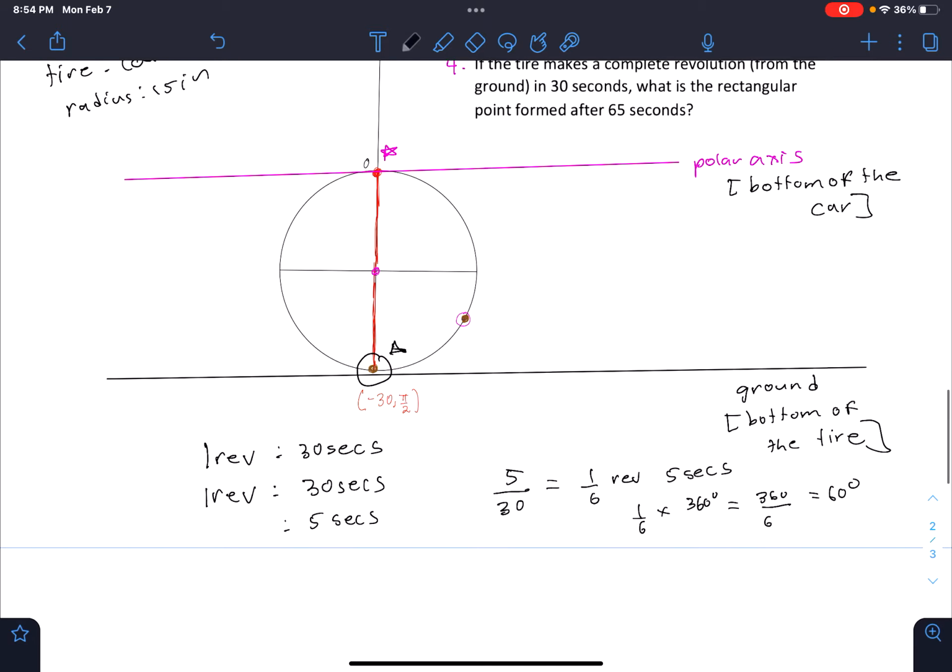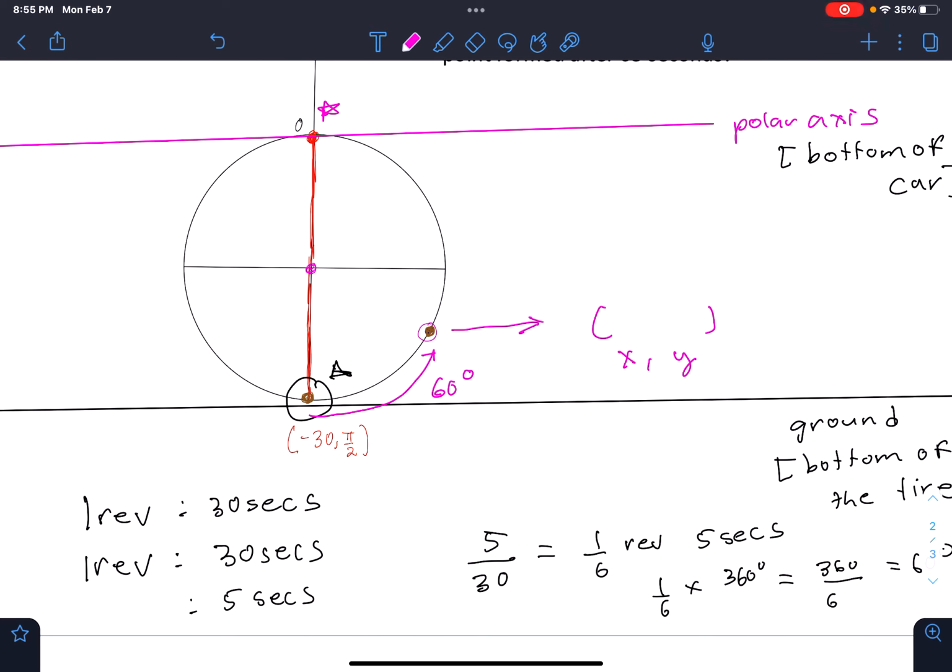So what that's saying is if this is the bottom, this brown point, I'm going to move this 60 degrees. So my tire point is moving 60 degrees, and that is 1/6 of a revolution. So if we look at this as a coordinate grid now in rectangular, we want to know what is this x comma y, what is this point? So what I'm going to do is zoom in and draw this. It looks like a slice of pizza.